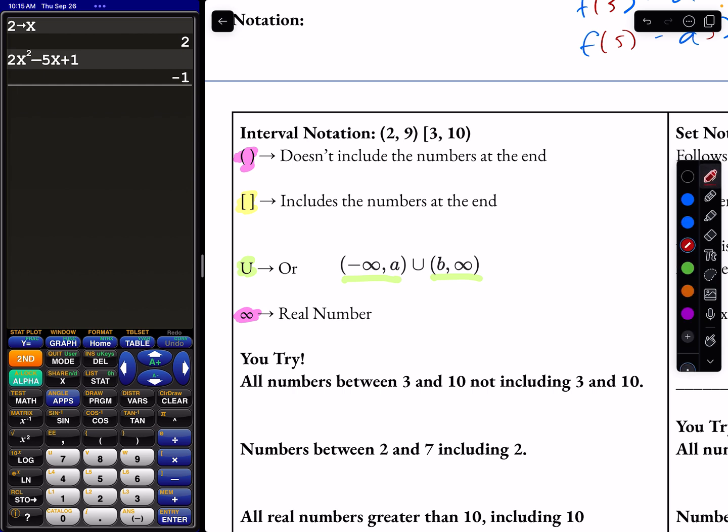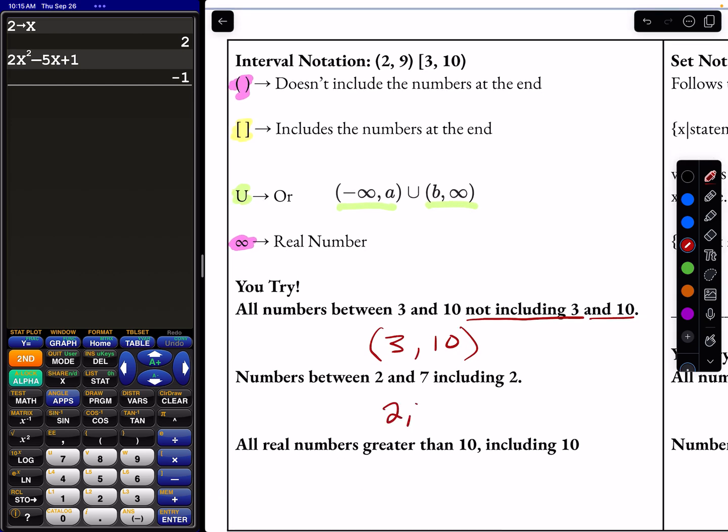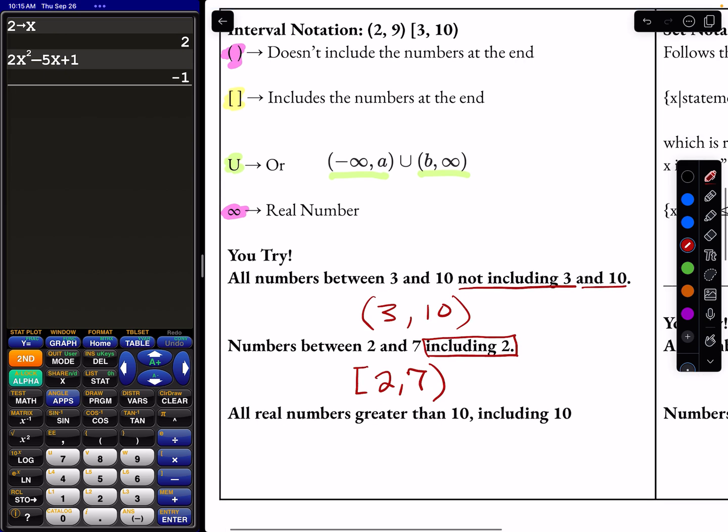If I'm going to look at the numbers 3 through 10, and I'm not including 3, that means I get a parenthesis, and then I'm not including 10, so I'm going to use a parenthesis in here. If I want the numbers between 2 and 7, and I want to include 2, I want to put a little bracket on 2, but I don't include 7. I think of the bracket as kind of like a staple. And then if I want all numbers greater than 10, including 10, I'm going to say I want to staple 10, or I'm going to include 10.